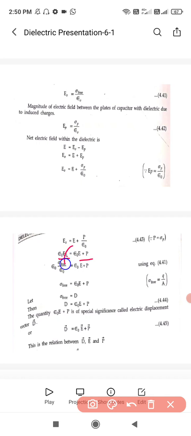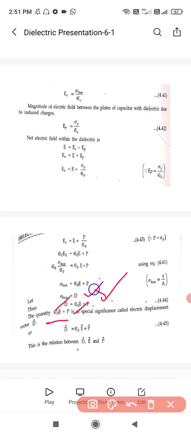The external electric field without dielectric medium is the ratio of sigma free, the free surface charge density, to epsilon naught, which is equal to epsilon naught E plus P. Epsilon naught and epsilon naught get cancelled. We will get sigma free is equal to epsilon naught E plus P. We know that sigma free, the surface charge density of the free charges, is equal to the displacement vector D. Therefore, D is equal to epsilon naught E plus P.